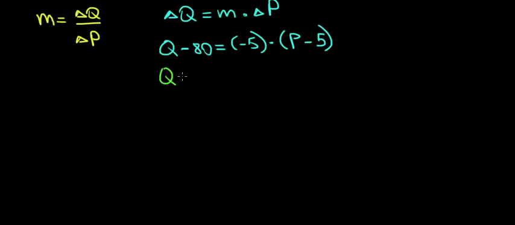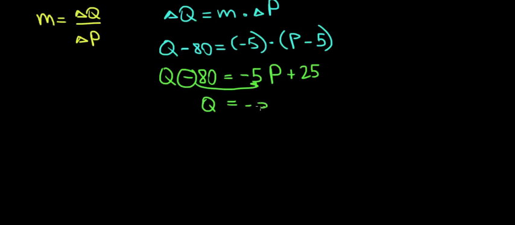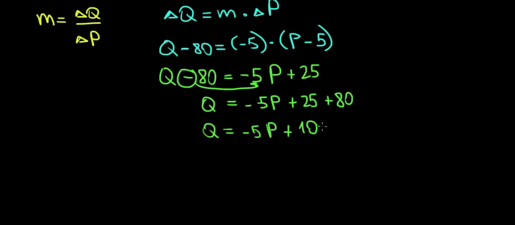So quantity minus 80 is equal to, let's open the brackets, -5 times P, and -5 times -5, that's equal to +25. We want only quantity on one side, so we leave it here and take the -80 to the other side. So we would have -5P plus 25 plus 80. So quantity would be equal to -5P plus 105. Alright, so that's the relationship we are looking for. Quantity depends on the price.